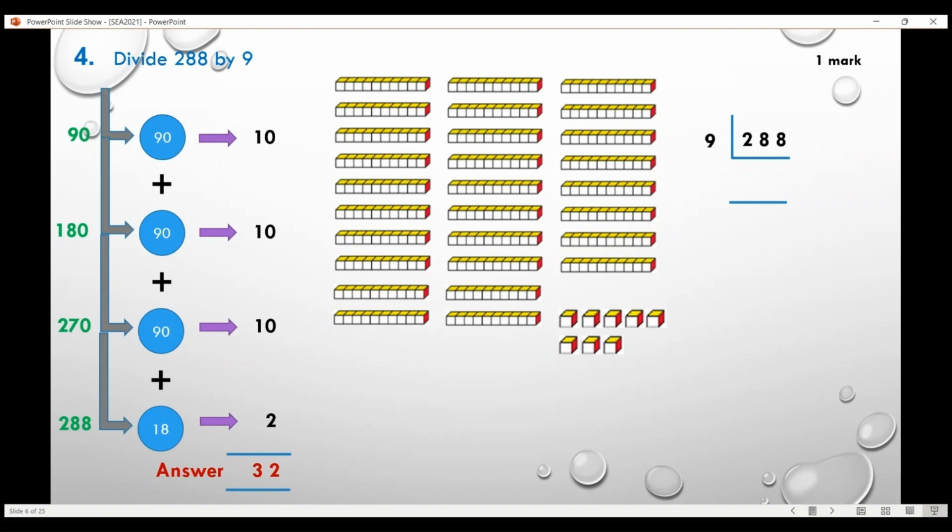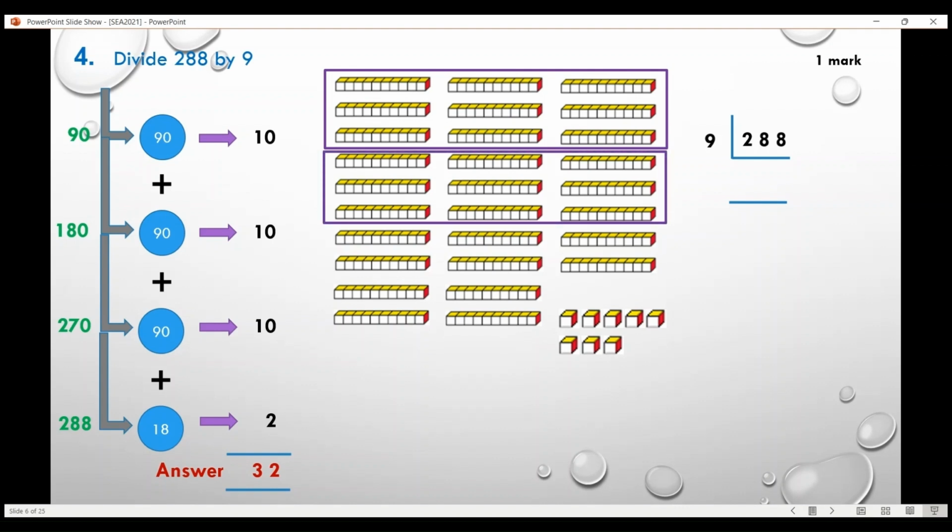Can we form groups of 9 from here? Well, there is a group of 9, 3 and 3, 6 and 3, 9. So we have one group. We have a second group of 9. We have a third group of 9. And we now have one remainder. So that means we're going to have 3 groups of 9s and 1 remains. So we're putting the 1 there.